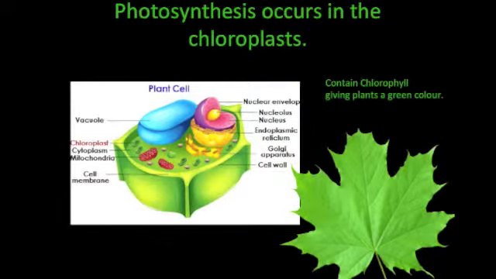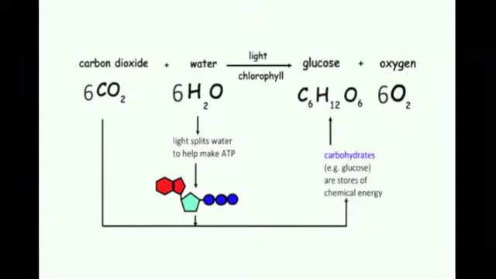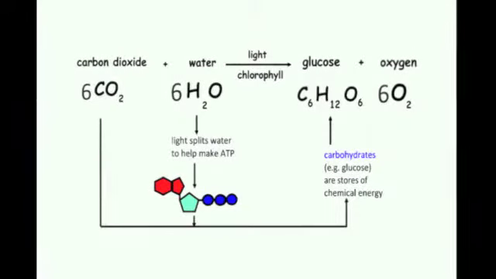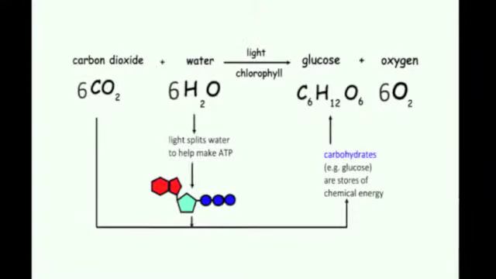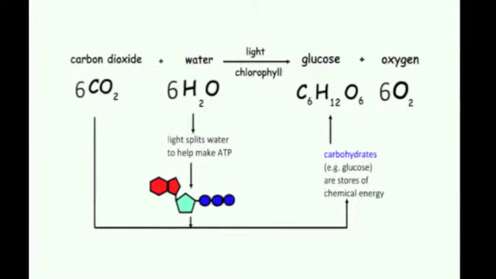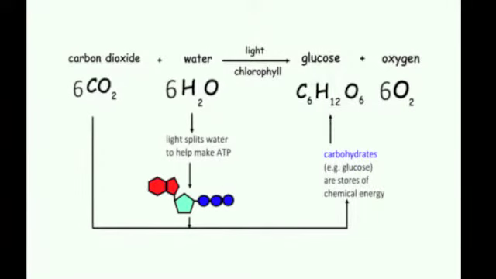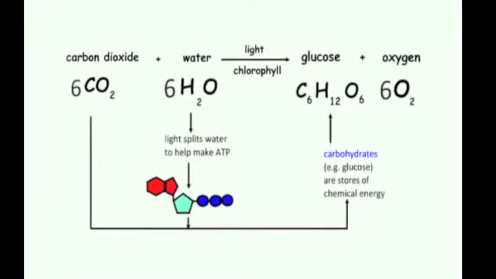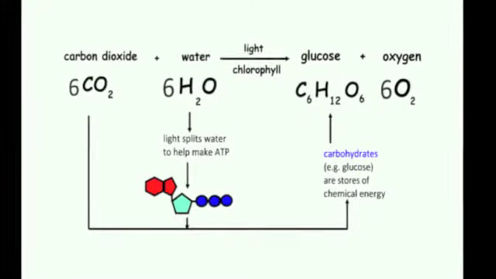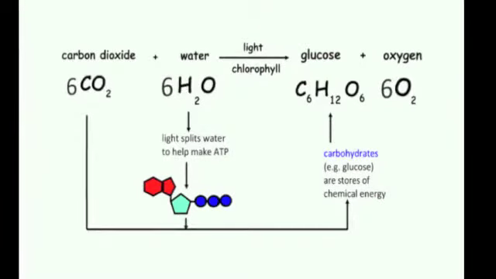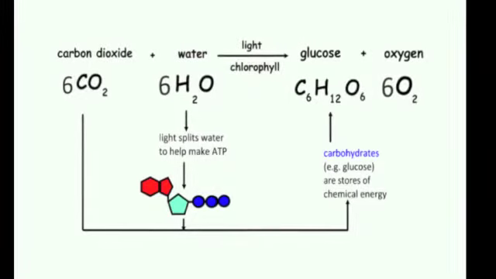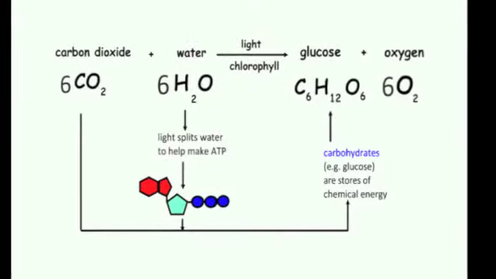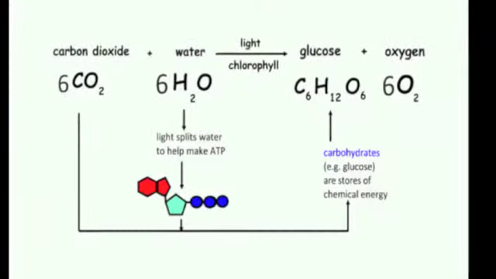The overall equation for photosynthesis is carbon dioxide plus water, with light and chlorophyll, leave behind glucose and oxygen. As you can see in this diagram, in the second stage, light splits water to help make ATP. The carbon dioxide that was taken in by the plant at the end of the stage actually turns into carbohydrates such as glucose, and they're stored as chemical energy.